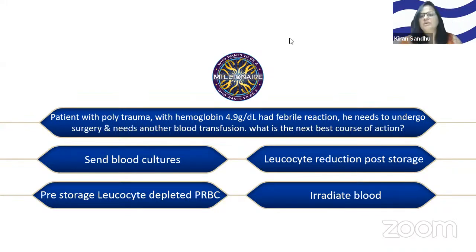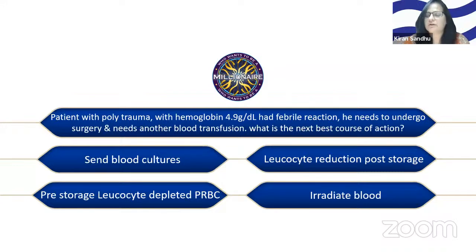See, for this question, we know febrile reactions happen. But the best thing to do for this is to go for pre-storage leukocyte depleted packed red blood cell. That's the best way of avoiding the reaction, because we can have post-storage reduction. We can use higher generation of filters to cut down, but the best way to mitigate this is pre-storage. And I know we order these, and many times we don't realize the difference between irradiated blood and leukocyte depleted blood.